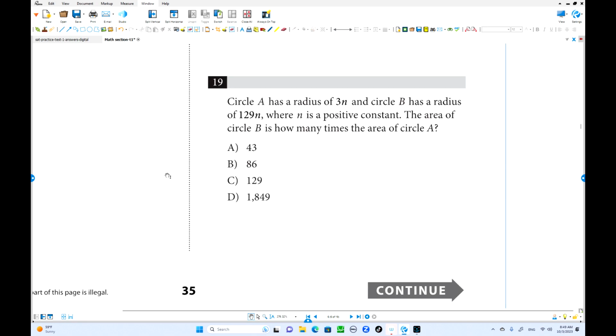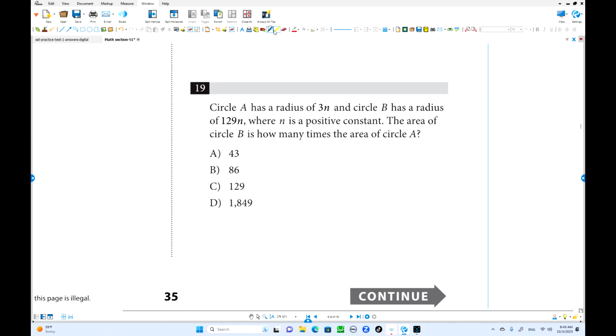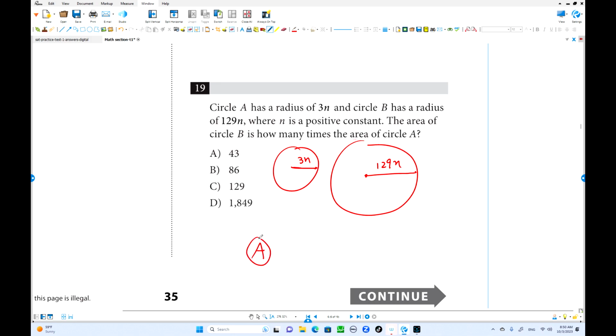A circle has this radius 3n. The other, the big one, is 129n. The area of circle B is how many times the area of circle A? So we're going to find the circle A over here.